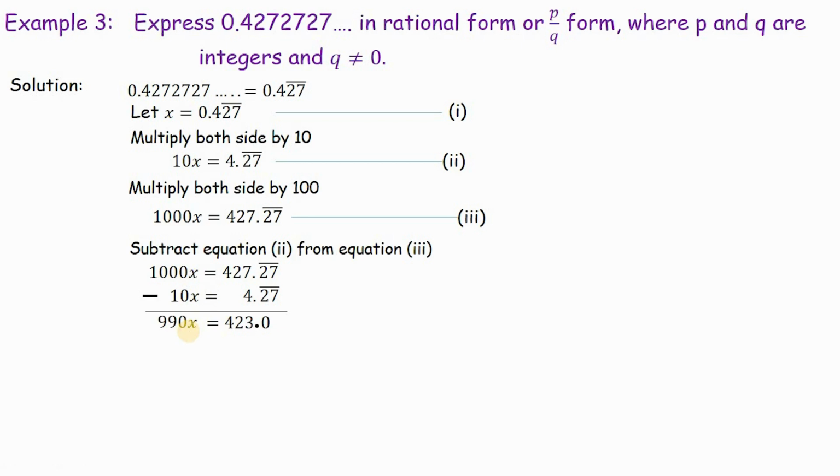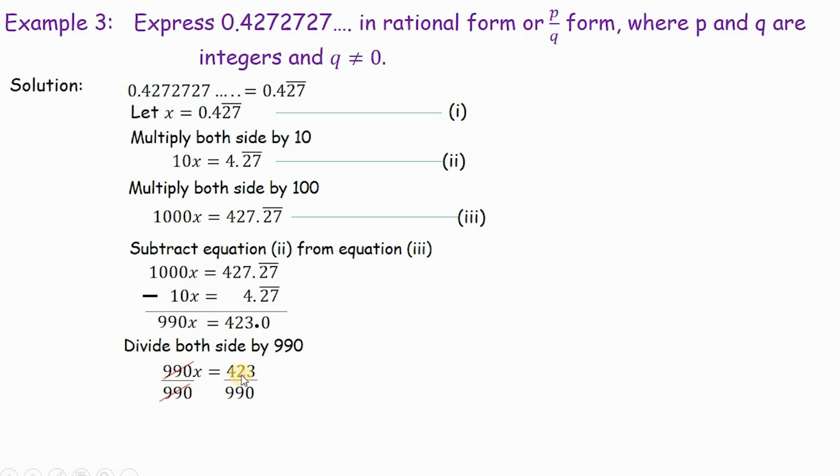Now we have to find the value of x. We don't need 990x, so what we do is we'll divide both sides by 990. So we'll write down this equation first, that is 990x equal to 423. We'll divide both sides by 990 here and 990 here also. So you'll cancel this 990 and you'll get x.